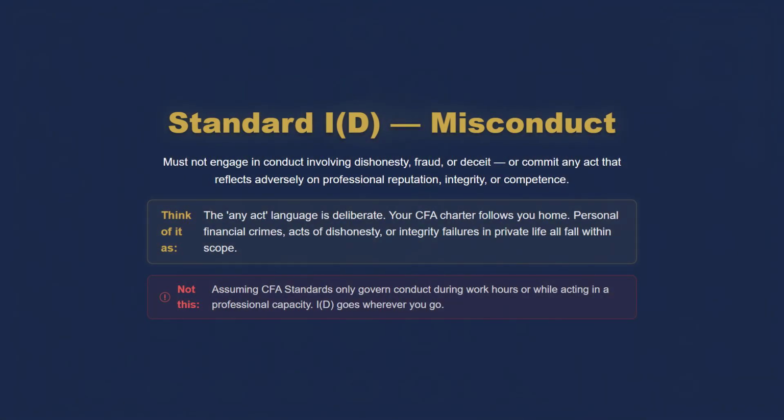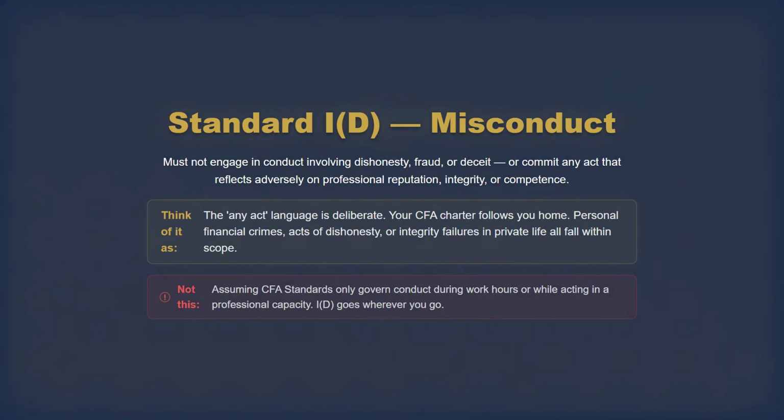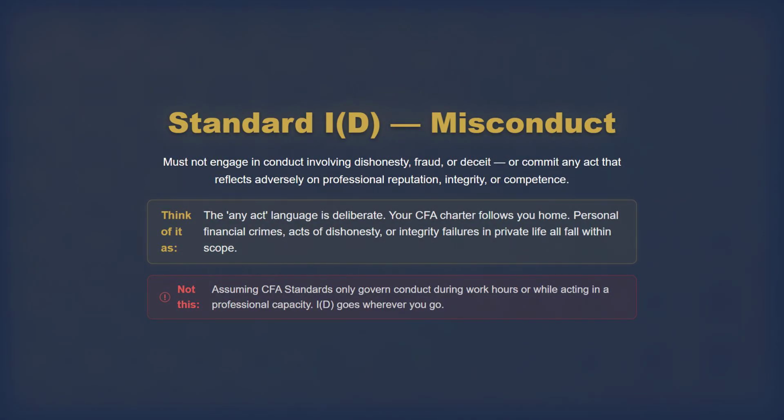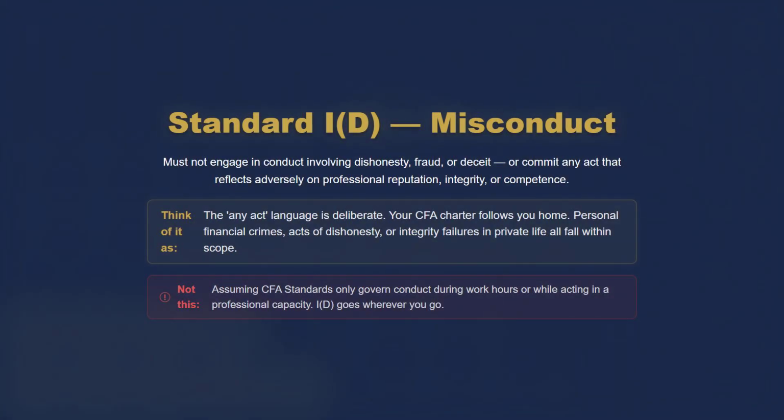Not any professional act. Any act. That phrase extends I(D) beyond the office. Personal conduct, outside work, after hours, in your private life, can violate I(D) if it reflects adversely on professional reputation, integrity, or competence. And notice, competence is listed. A pattern of repeated professional failures can violate I(D), even without any intent to deceive.